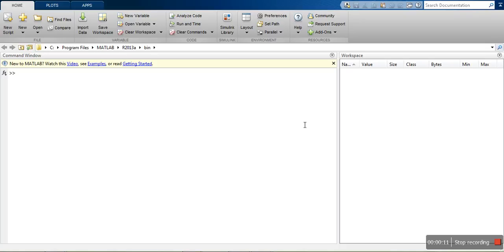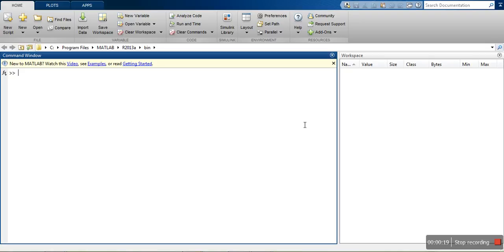What if we want to evaluate square root of -1? For that we can write an expression in MATLAB, and it gives the answer as 0 plus i. So i is the indication that square root of -1 is there.